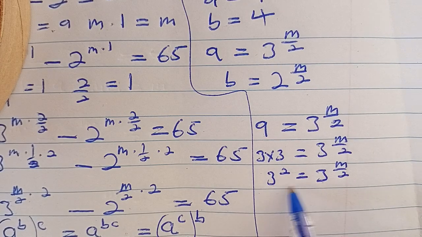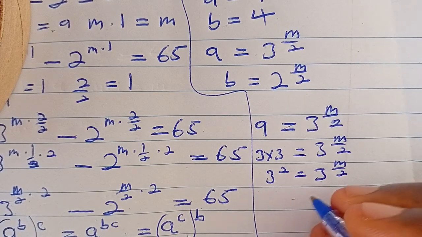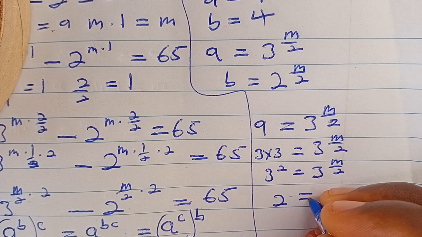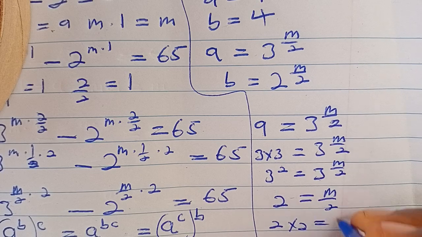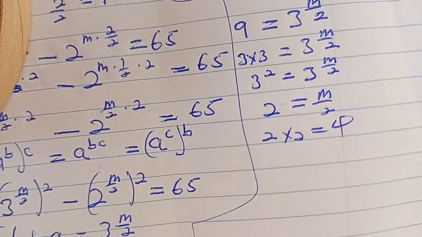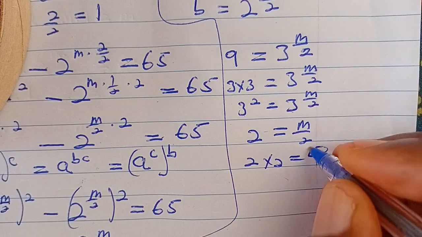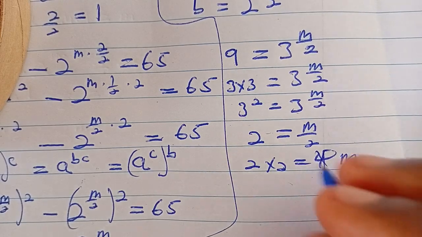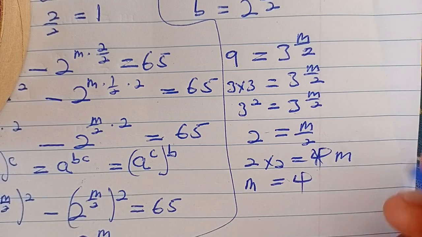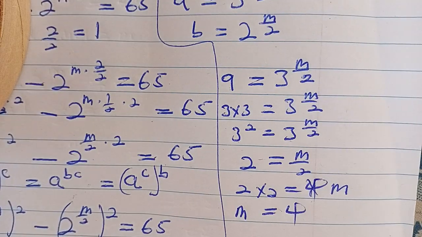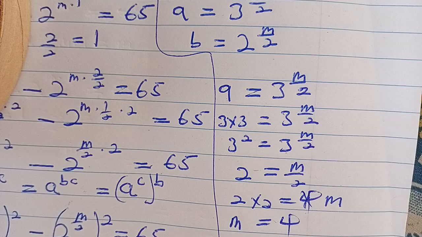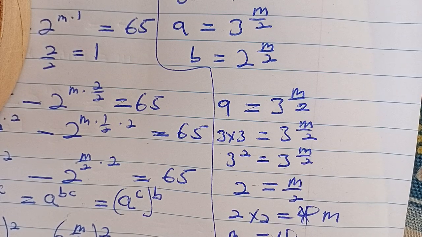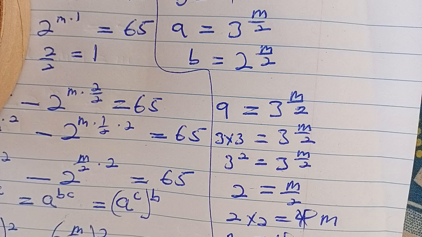So now you can see the bases are the same here, so we can equate the exponents. So you can have 2 is equal to m over 2. So 2 times 2 gives us m. You can say m is equal to 4. Now we were having a and b, and we've been able to use a to generate m, which is the exact solution for the equation.